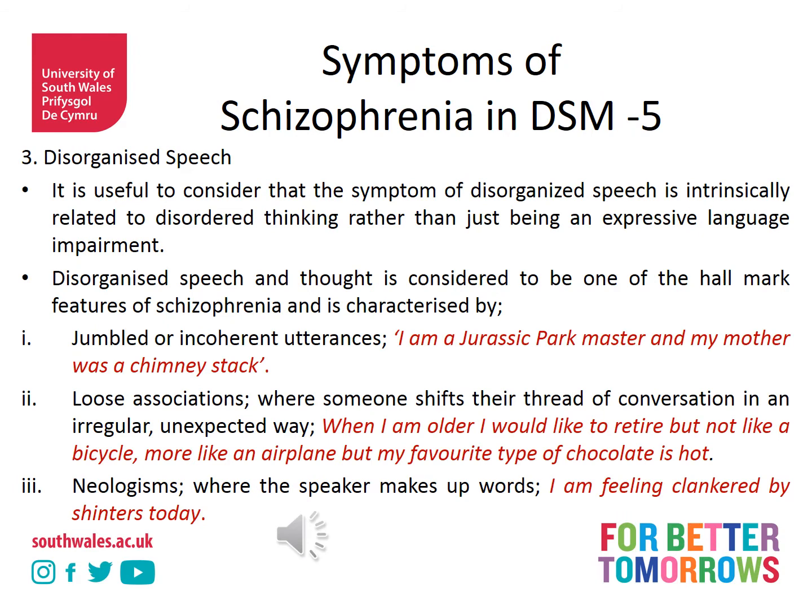The third type of symptom to discuss relates to disorganized speech, and here there may be jumbled or incoherent utterances. There may be loose associations, where someone shifts their thread of conversation in an irregular, unexpected way; or there may be neologisms, where the speaker makes up words. And there are examples of these disorganized speech patterns here.